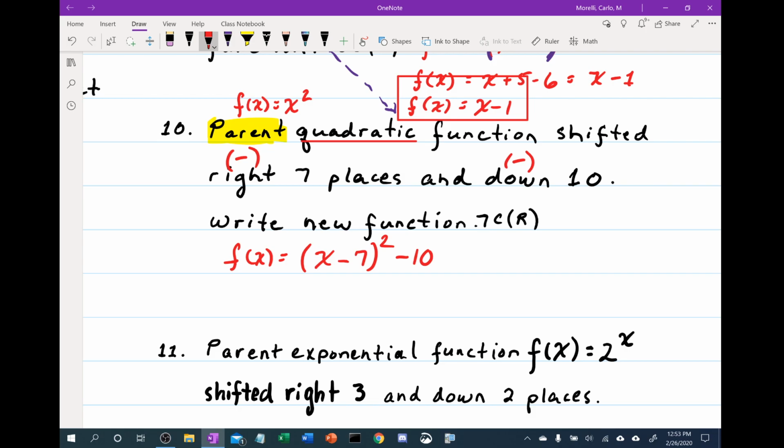Does this form appear like anything? Does this give you any information? Do you see this is a form of a quadratic function called vertex form, right? Remember x minus h squared plus k. You can tell me the vertex of this right now. So the vertex is going to be at (7, -10).